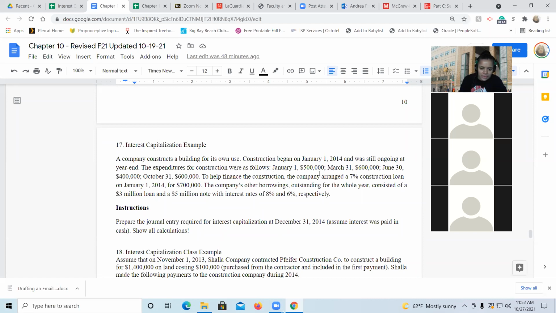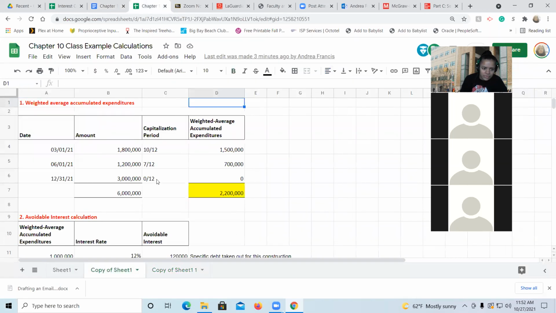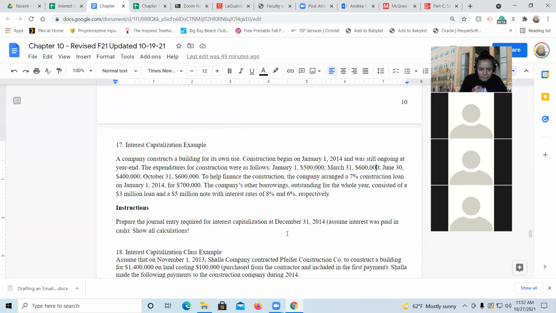On January the 1st, we had a $500,000 expenditure. March the 31st is $600,000. June 30th is $400,000. And October the 31st is $600,000. So a number of expenditures related to this asset being constructed. Just to remind you, those expenditures would be time weighted within this part of the calculation. To help finance the construction, the company arranged a 7% construction loan on January the 1st for $700,000.